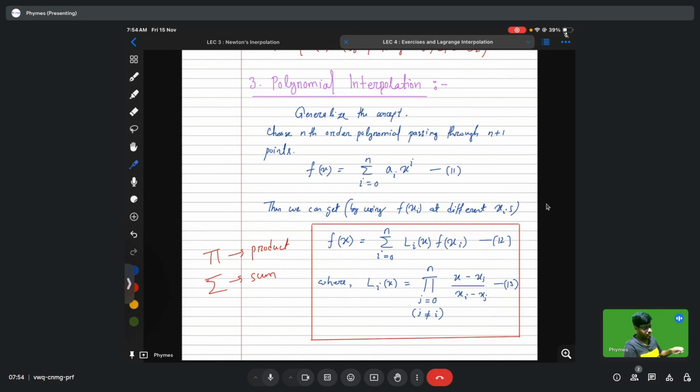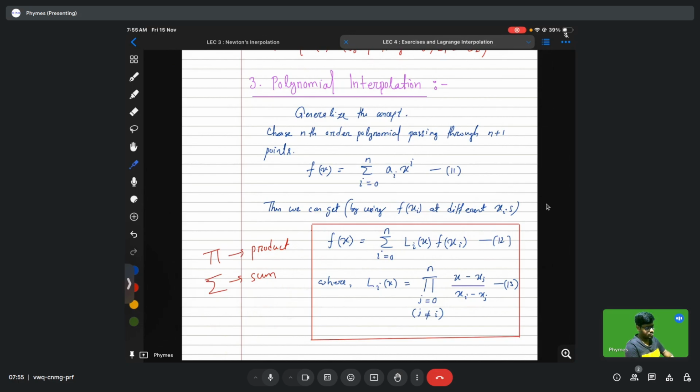So what are these symbols? You may not know. See, this is the summation symbol, and this is the product symbol. The product symbol means these terms will be multiplied with each other, like in the summation symbol the terms are summed together. In this product symbol, the terms are multiplied with each other up to a point.